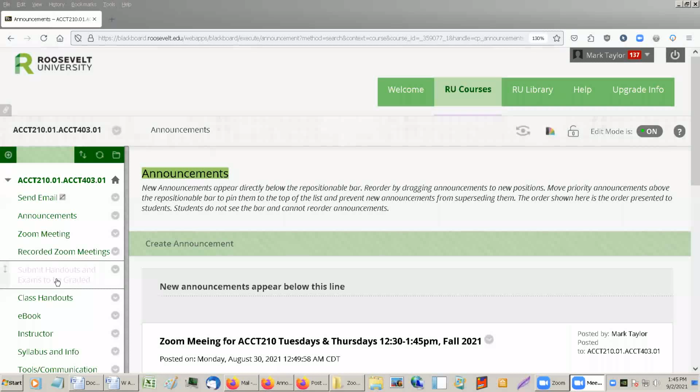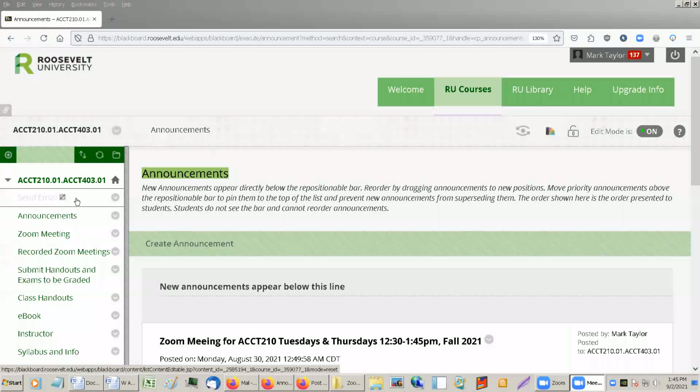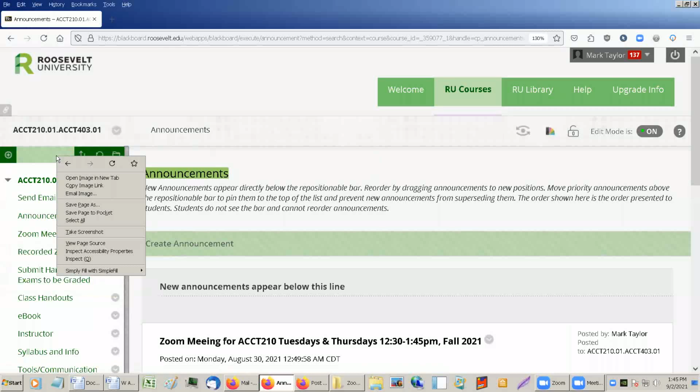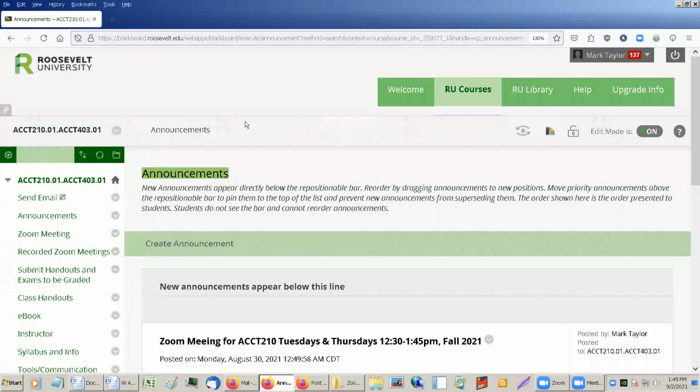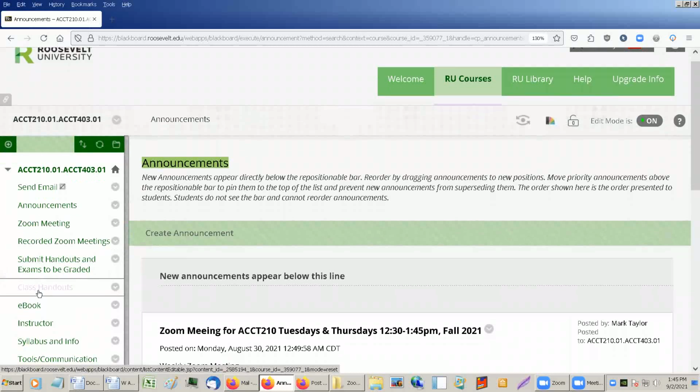What tab do we submit it under? Oh, under the submit. I hate this color scheme. I'm going to change this color scheme. I won't do it in a second, but it's under submit handouts and exams to be graded.